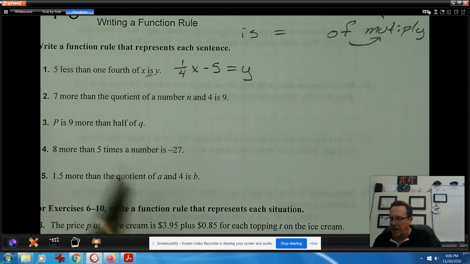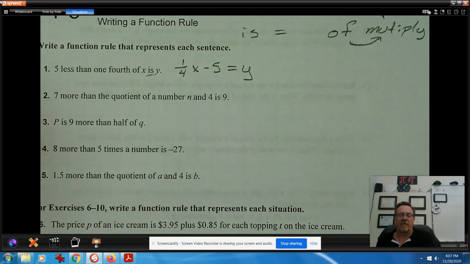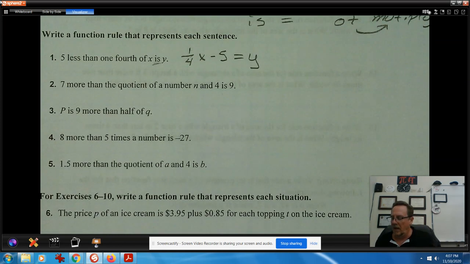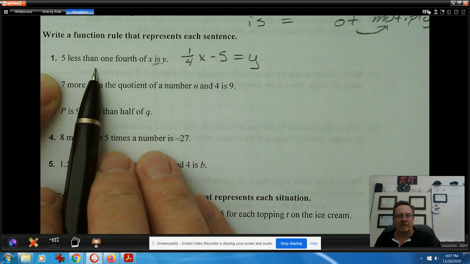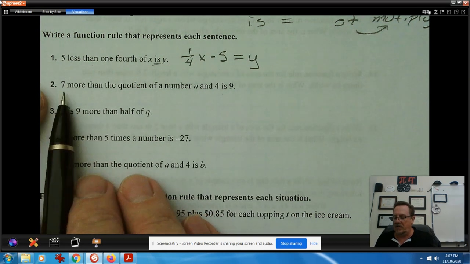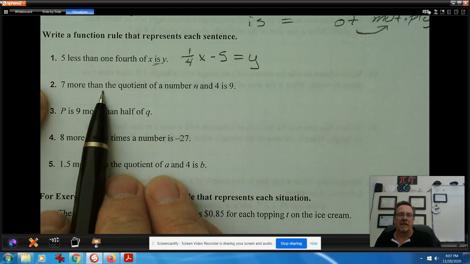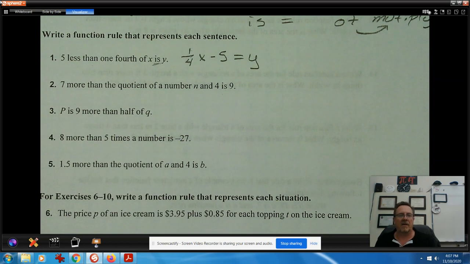Next one. 7 more than the quotient of a number n and 4 is 9. So here's the keyword is again. I know that's going to be an equal sign. So somewhere in here, I'm going to say equals 9, right? But just like the first one said 5 less than, and that meant we're going to subtract 5. This one says 7 more than. What do you think that's going to mean? Yeah, it's going to mean we're going to add 7 to whatever.